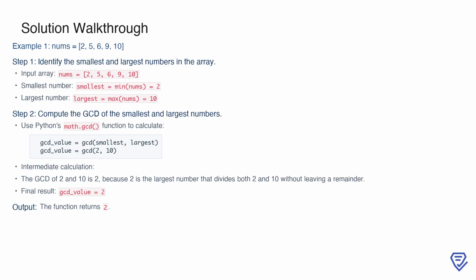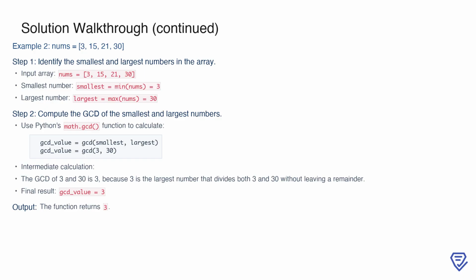Once we have these two numbers, the next step is to compute their greatest common divisor, or GCD. Using Python's math.gcd function, we calculate the GCD of 2 and 10. The GCD is 2 because it is the largest number that divides both 2 and 10 evenly, without leaving a remainder. Thus, the output of the function for this example is 2.